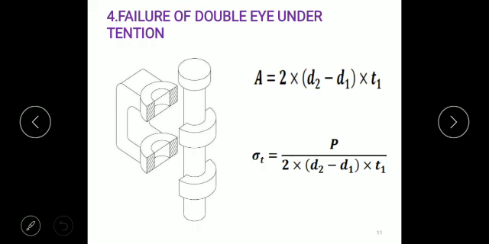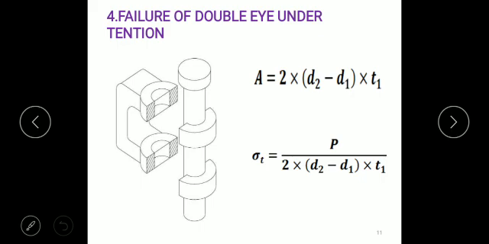Coming towards the next failure, of the double eye under tension. The double eye is also called a fork end. We have three different failures of this fork: fork subjected to tension, fork subjected to shear, and fork subjected to crushing failure. Here this figure shows the failure of the double eye under tension.